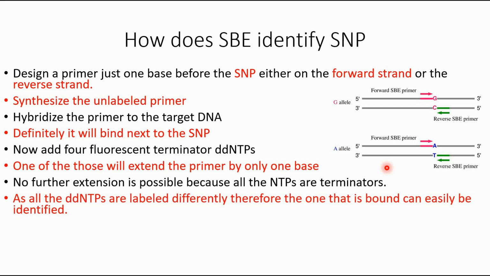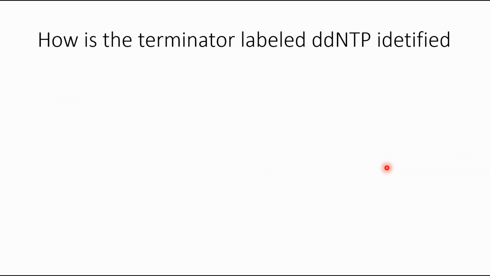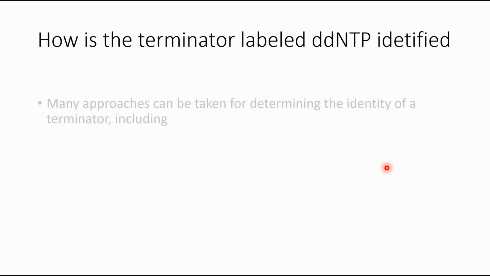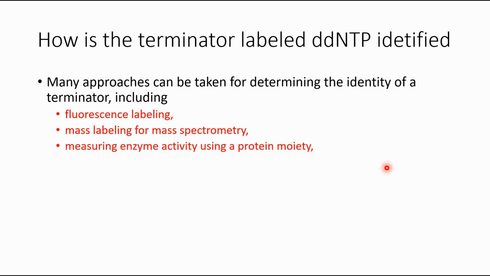As all the ddNTPs are labeled differently, the one that is bound can easily be identified. One such method is capillary electrophoresis fragment separation on the GenomeLab GeXP genetic analysis system. So how will you identify the ddNTP that is attached to the specific primer? Many approaches can be taken for determining the identity of a terminator. These methods include fluorescence labeling, mass labeling for mass spectrometry, measuring enzyme activity using a protein moiety, and isotope labeling.